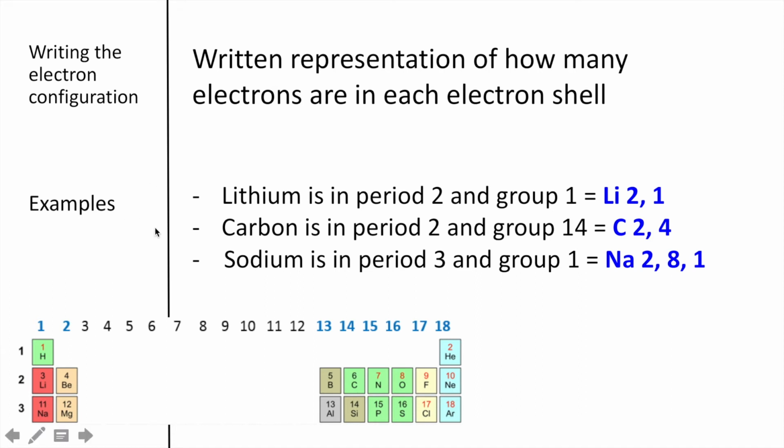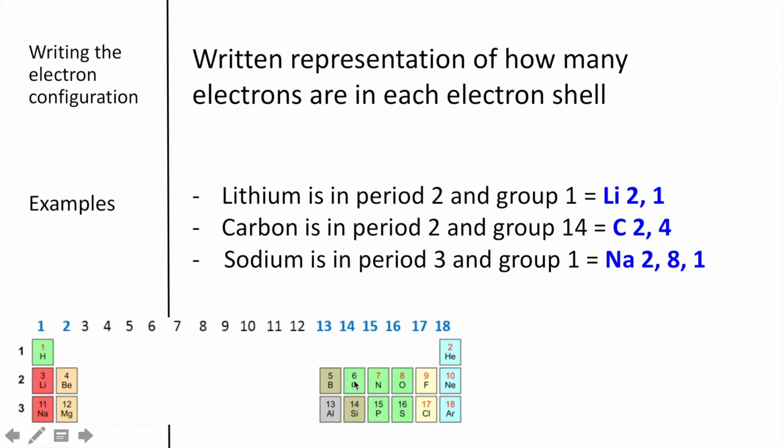For example, if we are looking at lithium, lithium is in period 2 and in group 1. So we know that there are 2 electrons in the first shell and only 1 electron left in the valence electron shell. And that can add up to the total number of electrons. So 2 plus 1 is 3 electrons. And we can check that because we have the atomic number right here, and that is 3 electrons.